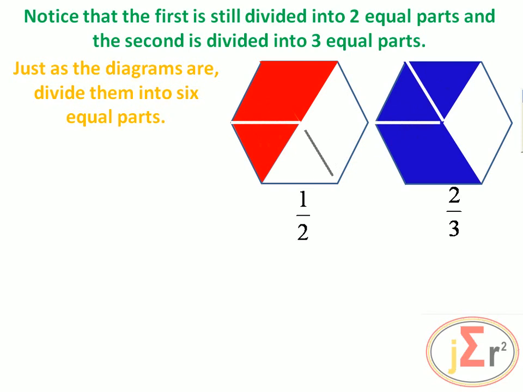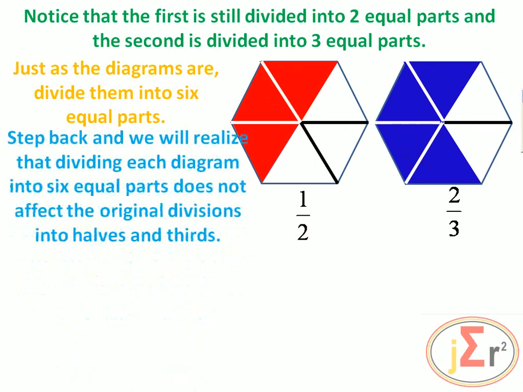Notice that we are not affecting the arrangement that we have there. We are keeping the red part still, and we are keeping the blue part still. How many equal parts is each one divided into? 6 equal parts. Right. So step back and we will realize that dividing each diagram into 6 equal parts does not affect the original divisions into halves and thirds.